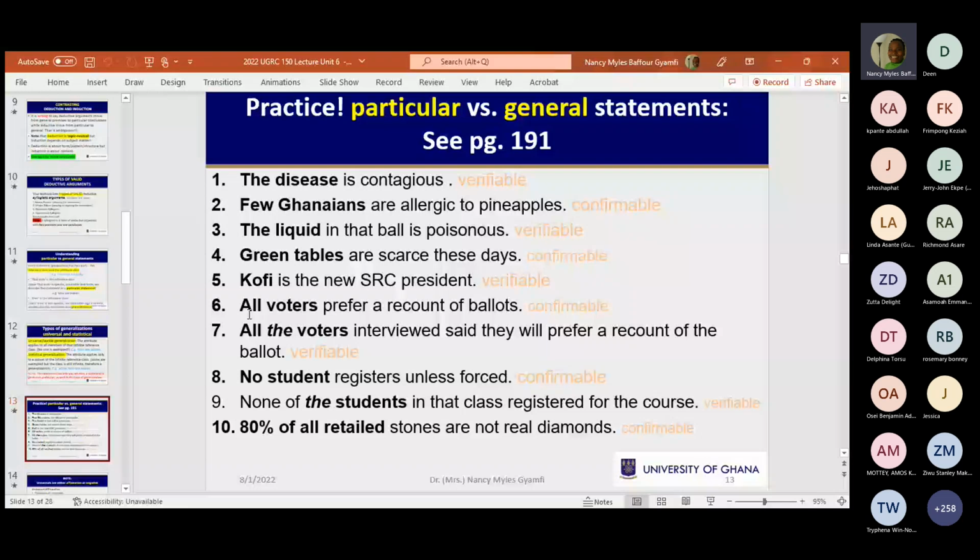Okay? The other one says all voters. Every one of them. Okay? Then 8 is a universal negation. Universal negations like this one. No student registers unless forced. We have seen universal negations. Now, look at 8 and 9 too. None of the students in that class registered for the course. Specific, the student. 80% of all retail students, the reference class, all retail students, general, by which type, the statistical one. I didn't want to do all this with you.